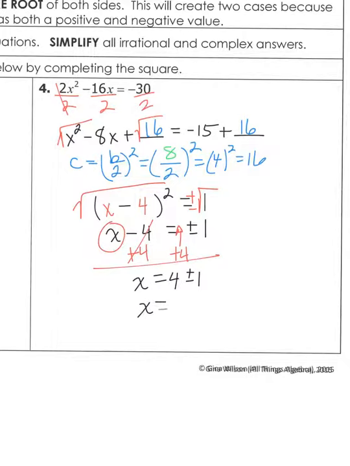Since there's no radical in the answer, we can figure out what the answer is. So 4 plus 1 is 5. And 4 minus 1 is 3.